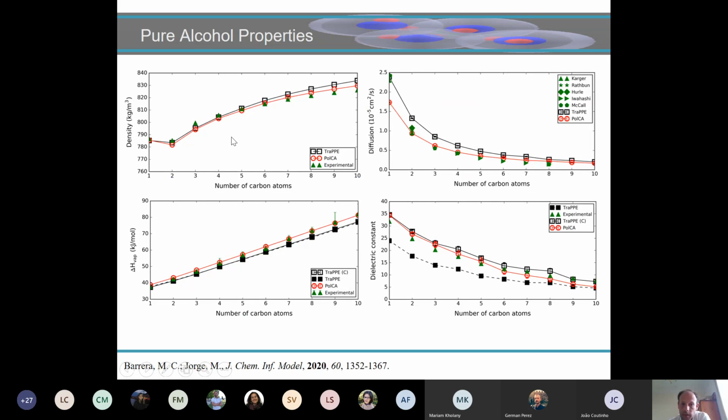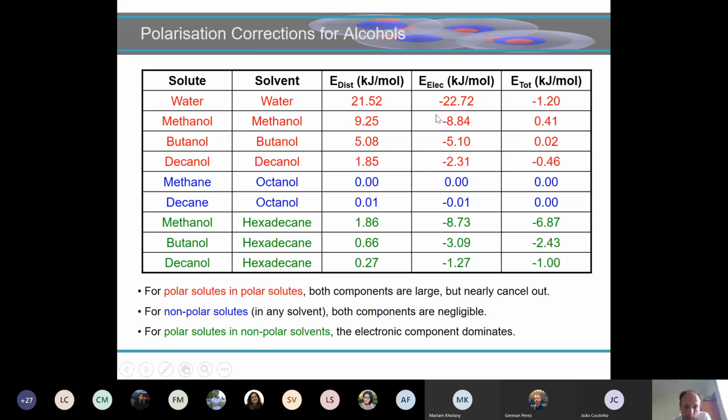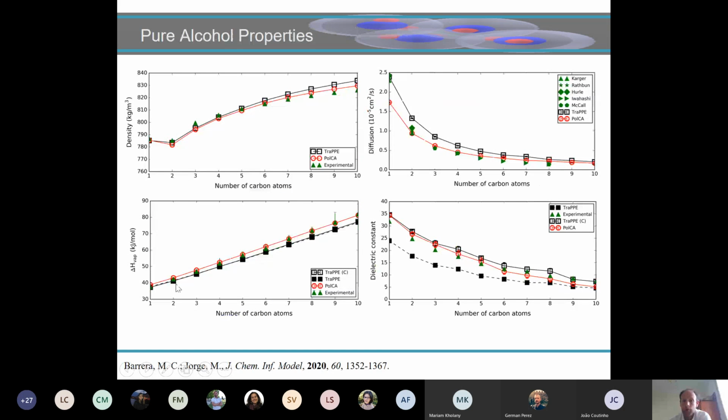Okay. So for density, there are no corrections because it doesn't depend on polarization explicitly. And so trap and Polka give you fairly good predictions of density. Our model is slightly better, but not very significant. For diffusion coefficient, again, our model is a bit better. And again, polarization doesn't explicitly need to be taken into account. For the enthalpy of vaporization, we need to account for the corrections, but as I showed you before in this table, for these cases, they are very small. And so again, you see that the open and full black squares almost overlap together. Okay? And again, our model gives you slightly better agreement with the experimental ones.